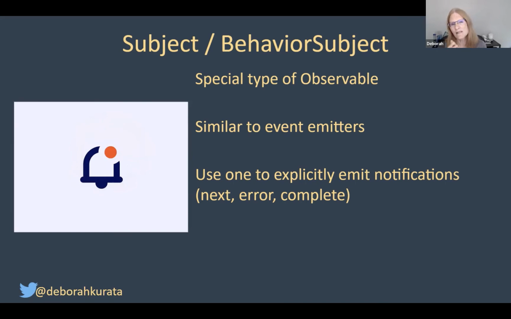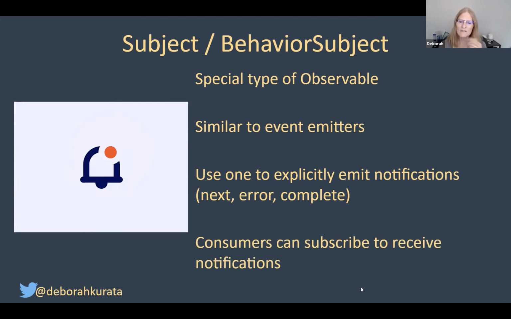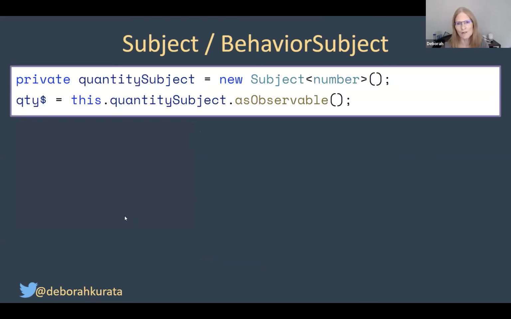Unlike an event emitter, though, a subject and behavior subject can only emit three kinds of notifications. They can emit a next notification, which provides you that next emitted value. It can emit an error notification, which gives you information on that error, or it can emit a complete notification when that subject or behavior subject is complete and can't emit any more items. And that's it. So we can't define our own kinds of notifications like we can with an event emitter. Consumers can then subscribe to receive notifications, and we're all familiar with that process. That's how we get data currently in our Angular apps.